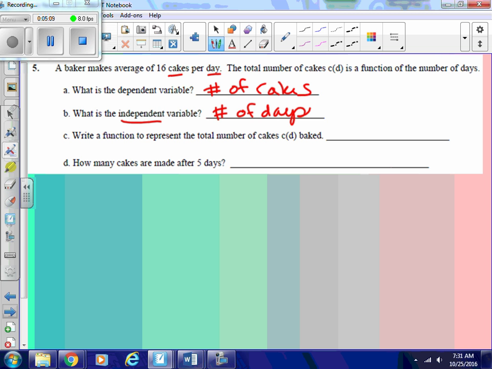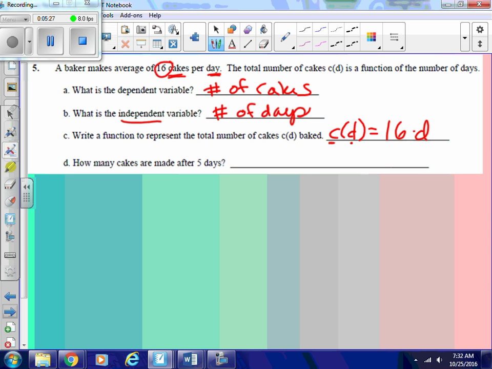So what does C of D equal? Well, our cakes are dependent on our number of days, and we can make 16 cakes per day. So 16 cakes times the number of days, and that's our equation.